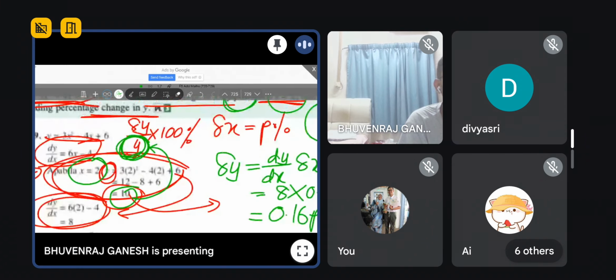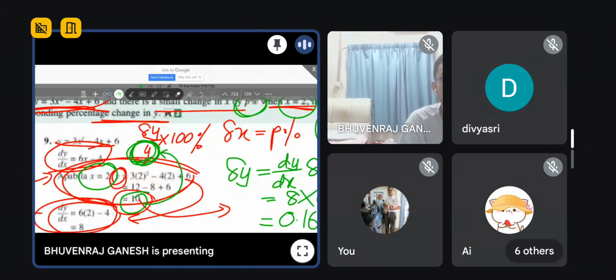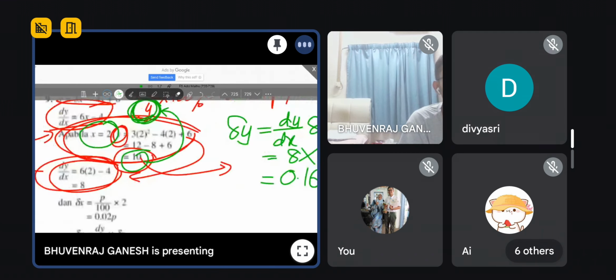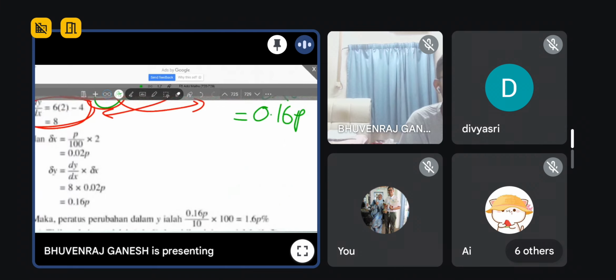So then you can already count the answer. y is equal to 10, delta y equals 0.16p. So you apply the formula, then you will get the answer.